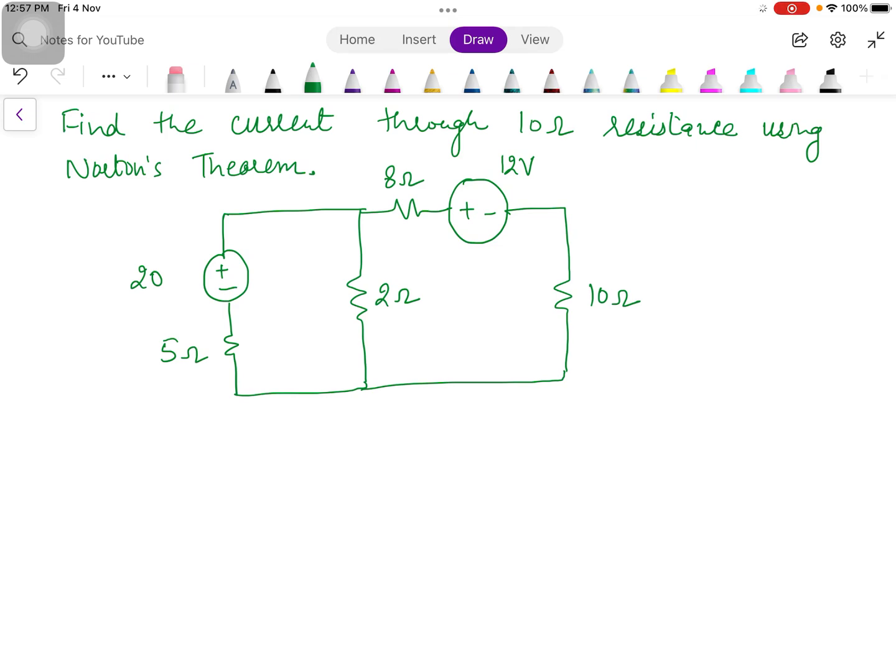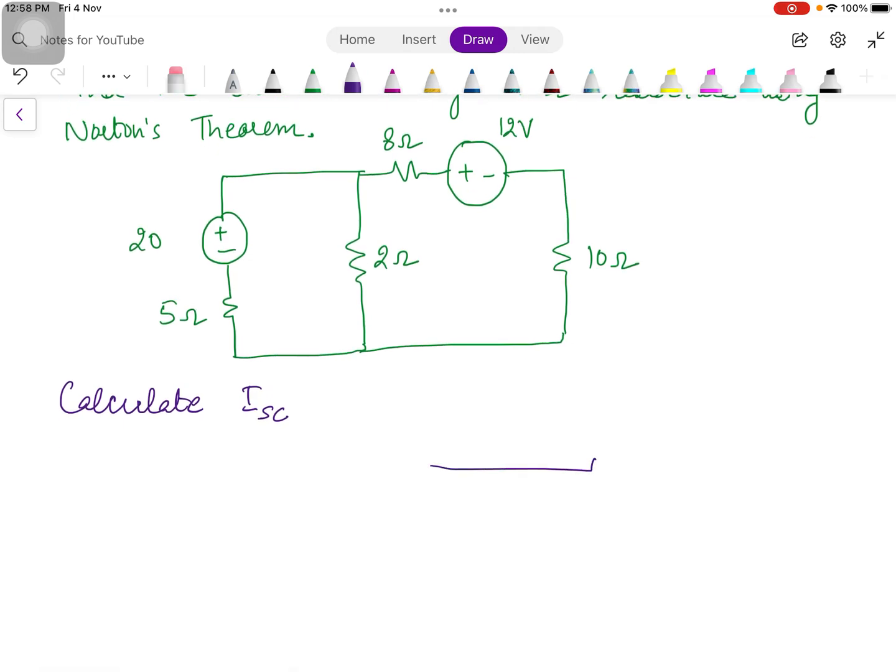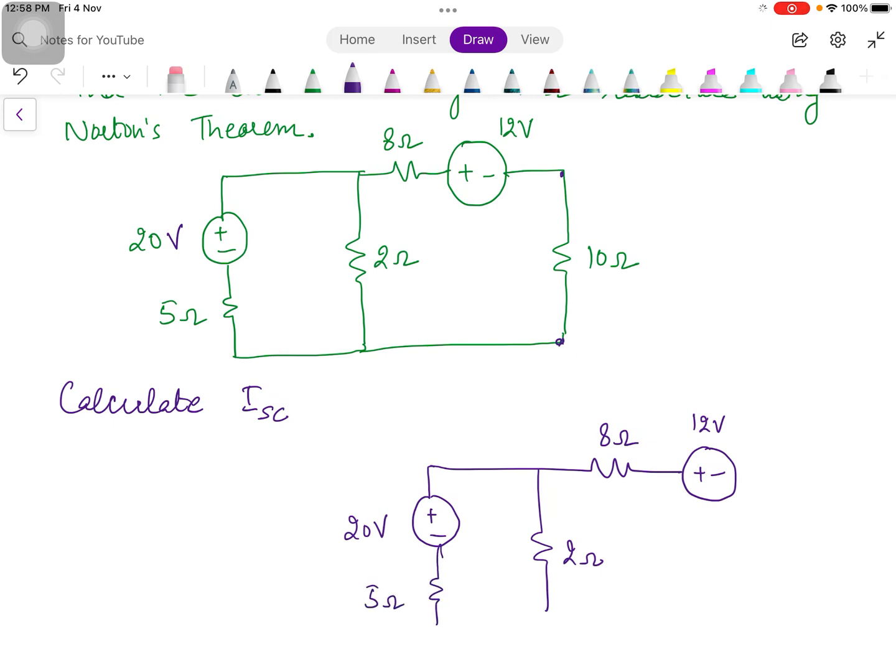Now we have to find two things, then after that we will have the Norton's equivalent. First is to calculate ISC. For calculating ISC, let me draw the circuit again. You always need to keep in mind to draw the circuit again. Don't go with your imagination of how the circuit gets modified if we short circuit this. It's always better to draw the circuit again and again in order to avoid any mistake.